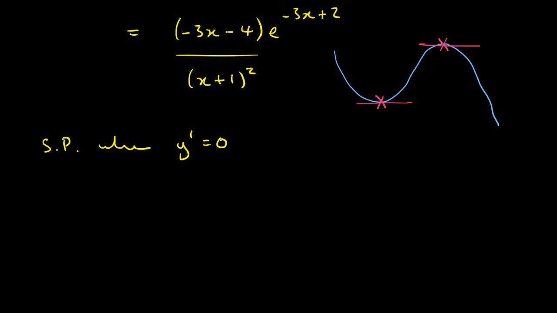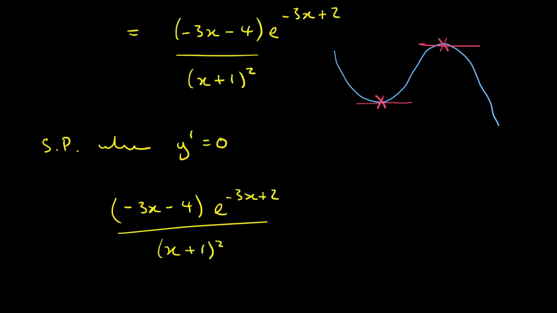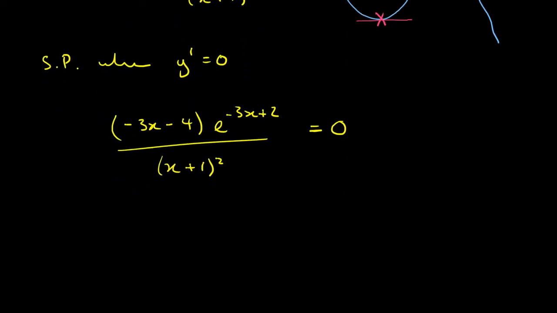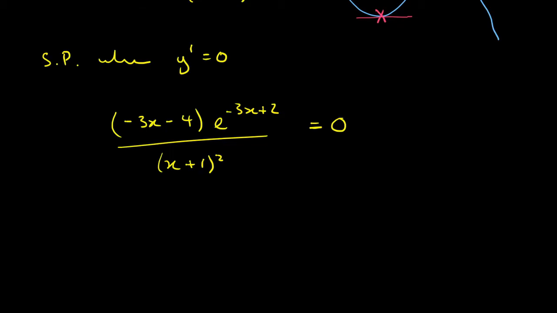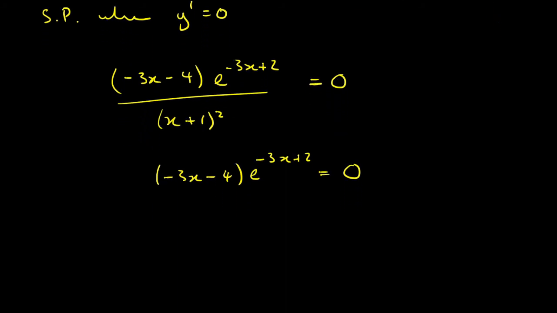We're basically saying that (negative 3x minus 4) times e to the negative 3x plus 2, over (x plus 1) all squared, must be equal to 0 to get a stationary point. Well, we can get rid of the (x plus 1) squared, right? So immediately we get (negative 3x minus 4) times e to the negative 3x plus 2 must be equal to 0. Okay, so we get through with that.